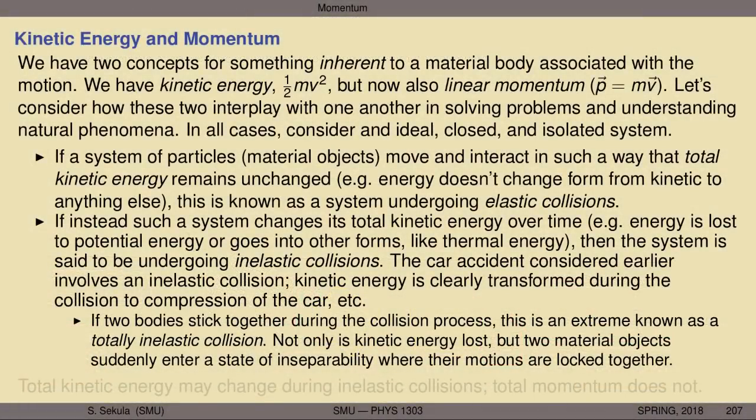Another good example is two bodies that are able to move, but they stick together during the collision process and move off as one body after that. This is an extreme that is known as a totally inelastic collision. So if you start with two things and they collide and stick together, and now you have one big thing at the end, that is a totally inelastic collision. In these cases, kinetic energy is absolutely lost from the system. And these objects are now locked together.